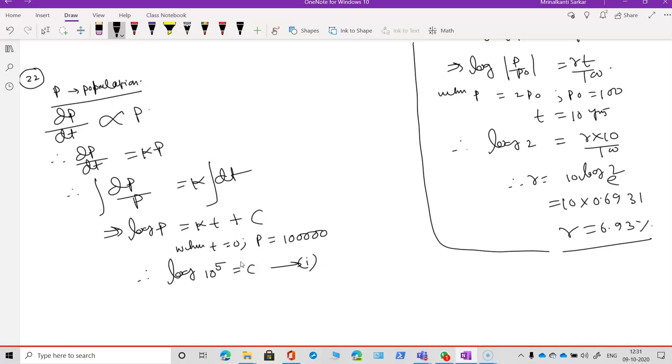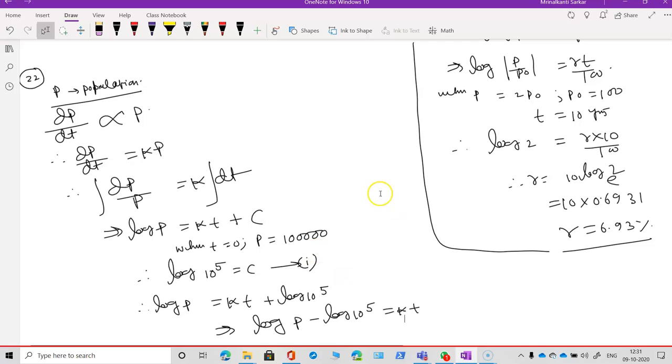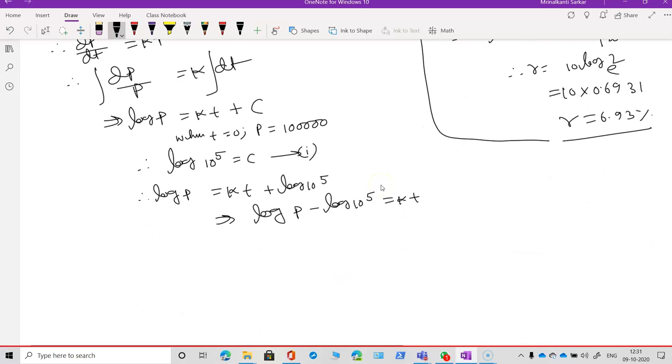So from above, log P is kt plus log 10 to the power 5. So log P minus log 10 to the power 5 is equal to kt.